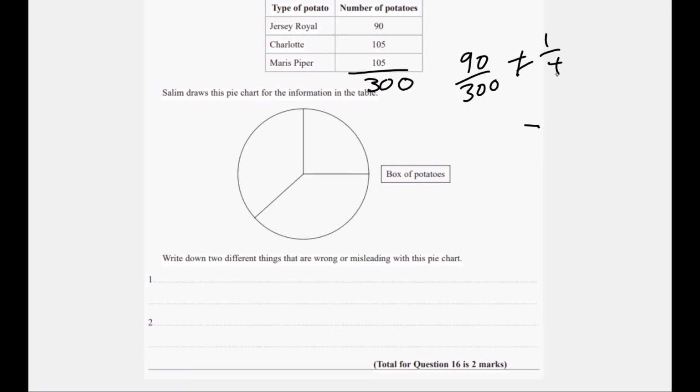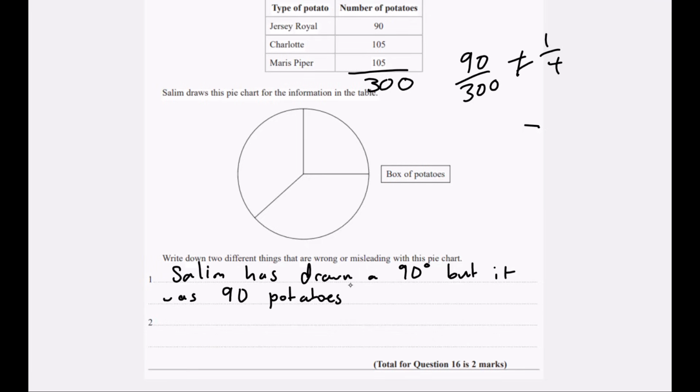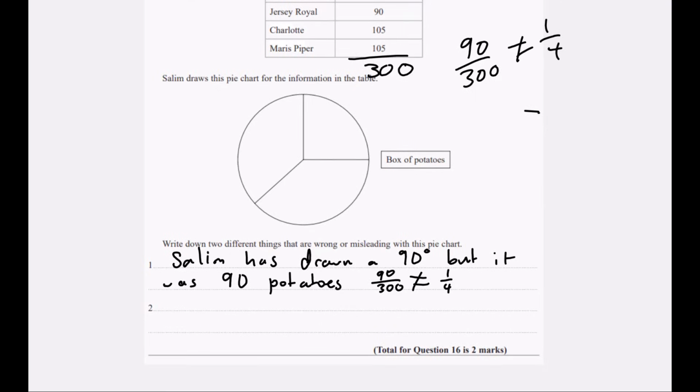It's not 90 degrees. So Salim has drawn a 90-degree angle, but it was 90 potatoes. 90 out of 300 is not a quarter. So it's not 90 degrees. And he hasn't labelled it. There's no labels on. So we're assuming this is Jersey Royal, but he hasn't said. So there are no labels.